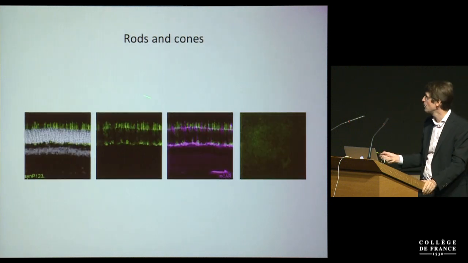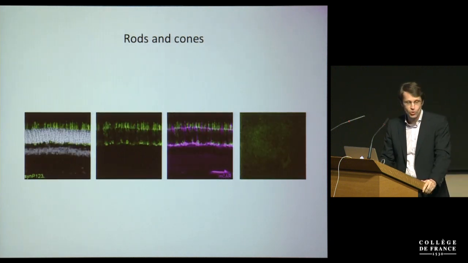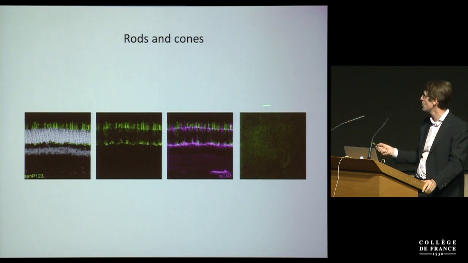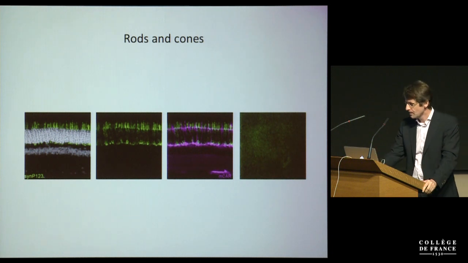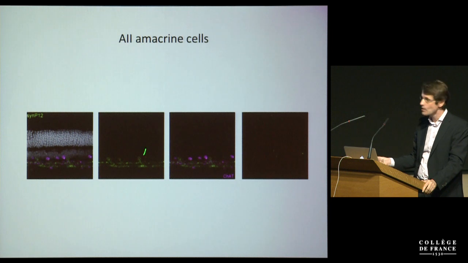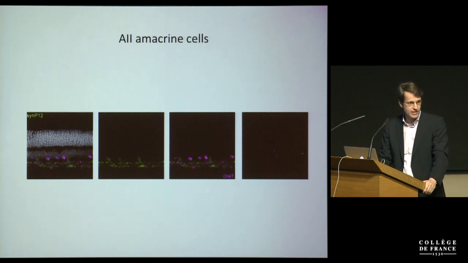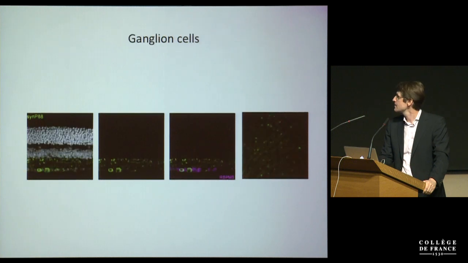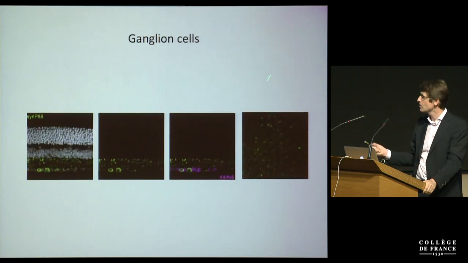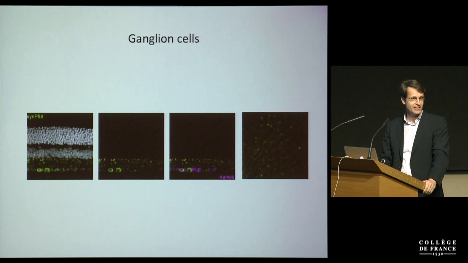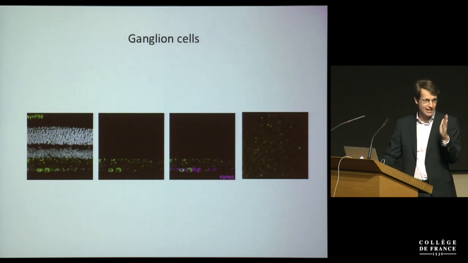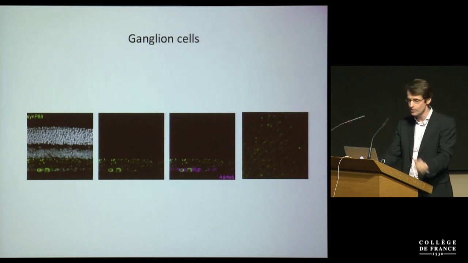Here's another example where we wanted to target both rods and cones. So this very nicely targets both rods and cones. Then we have an example of A2 amacrine cells, completely specifically, again, a single injection hits A2 amacrine cells. Here's another example of many ganglion cells. In this case, non-selective. We can also target selectively different ganglion cell types. I only show you a few images.